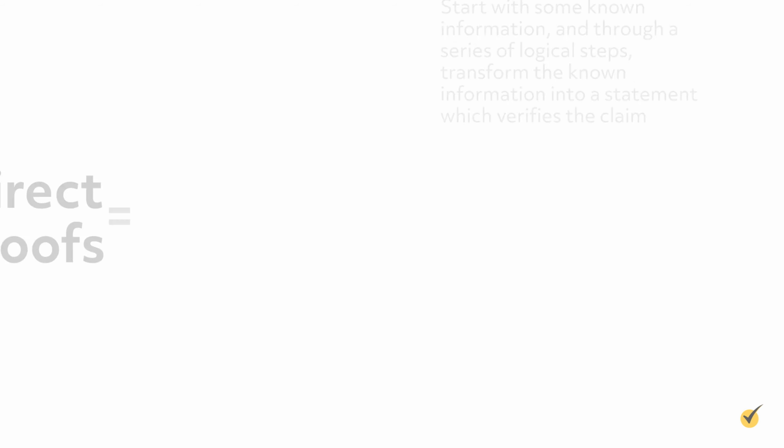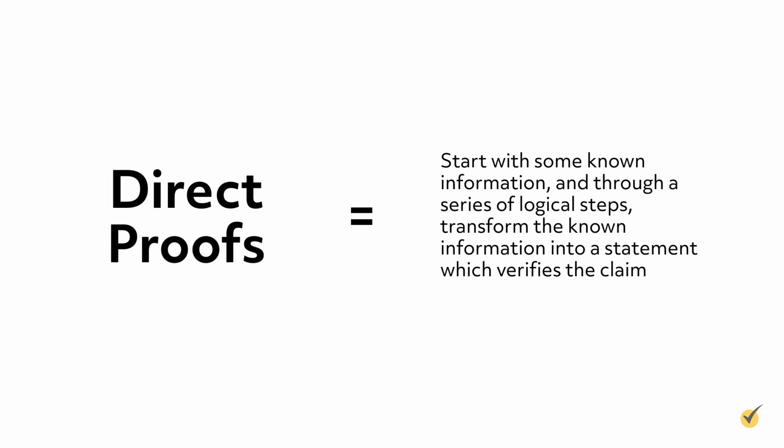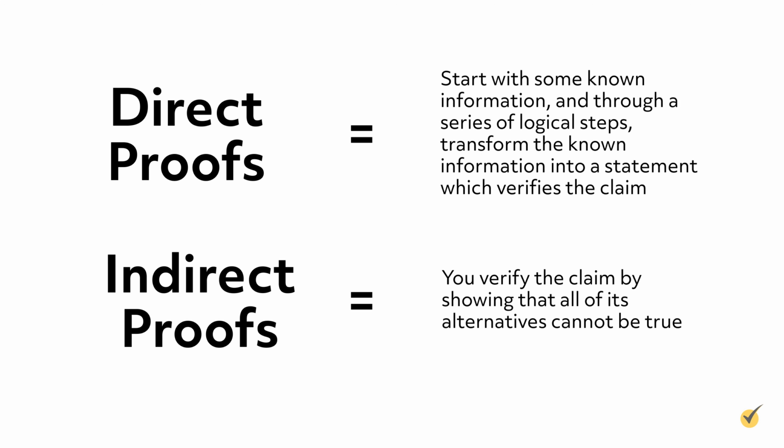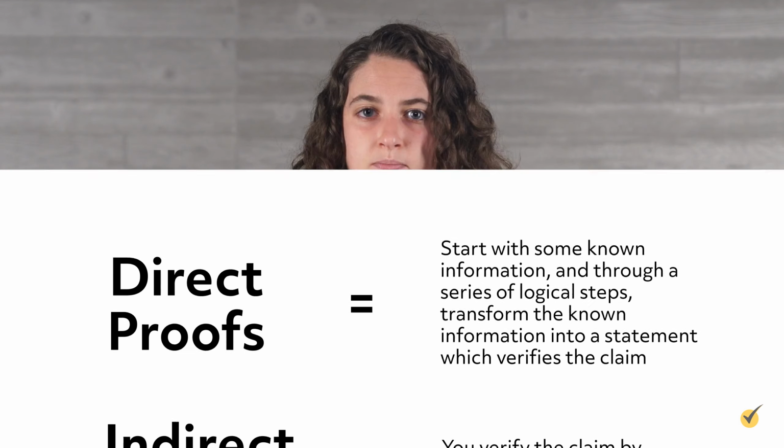Direct proofs start with some known information and through a series of logical steps transform the known information into a statement which verifies the claim. One of the other types of proofs in math is the indirect proof, in which you verify the claim by showing that all of its alternatives cannot be true. This is like a process of elimination.